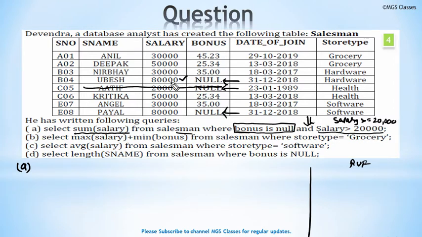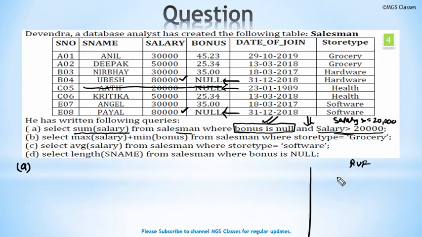This will be counted because 80,000 is greater than 20,000, and this 80,000 will also be counted because it is also greater than 20,000, and the bonus for both of these rows is null. So both conditions are satisfied on these 2 rows.